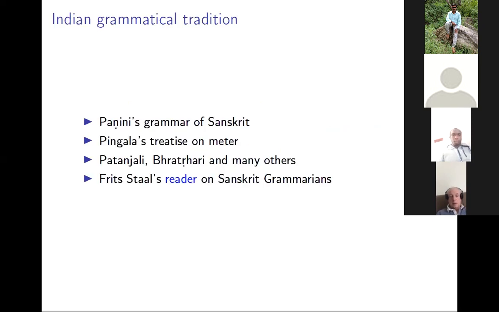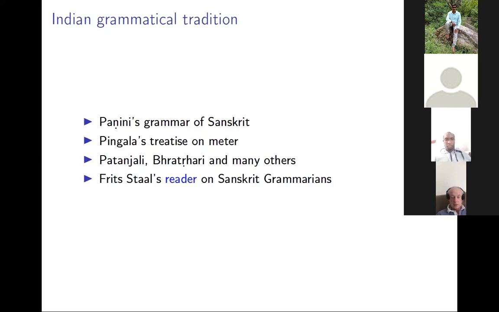So one of the oldest schools of linguistics is actually from India. You had Panini's grammar of Sanskrit, which is dated to almost the time of Buddha, so around 500 BC, somewhere around that time. Panini wrote a grammar of Sanskrit, which actually has all the properties of the modern conception of grammar.